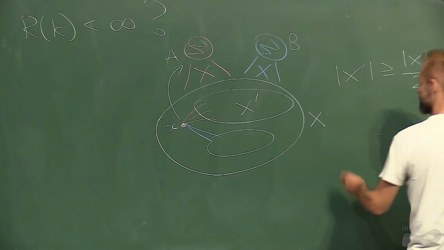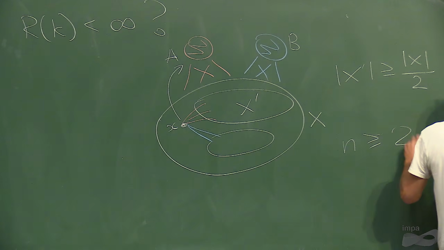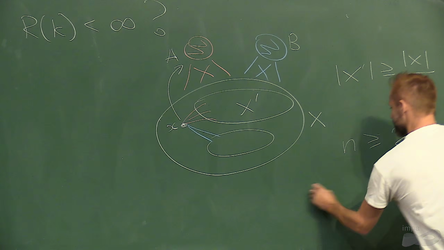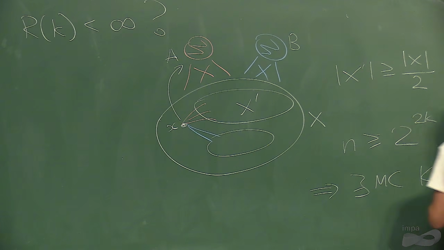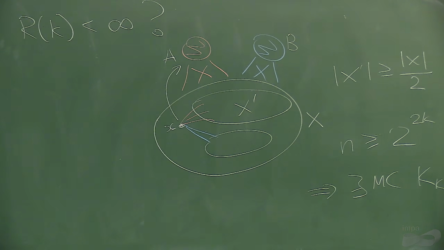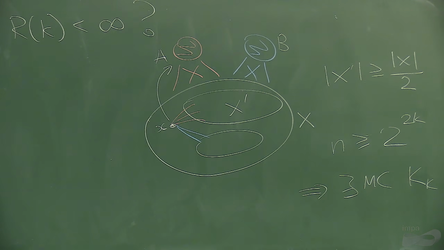That means that if n is at least 2 to the power 2k, then there exists a monochromatic copy of K_k. Right? So this Ramsey number is at most 4 to the k. Great.